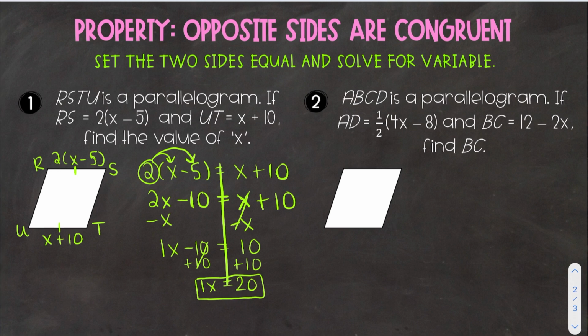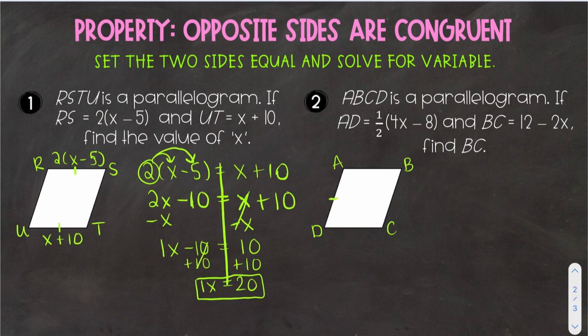Okay, so the next problem says ABCD is a parallelogram. If AD equals 1/2 times (4x minus 8) and BC equals 12 minus 2x, find BC. So step 1 is to label the parallelogram. So A, B, C, D, go clockwise. It doesn't matter which corner you start at. Some people like to start at the bottom left corner. So now I'm going to go ahead and label it.